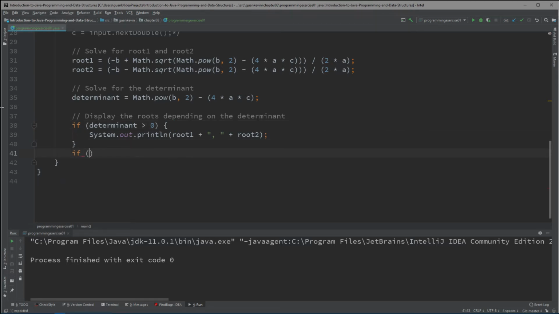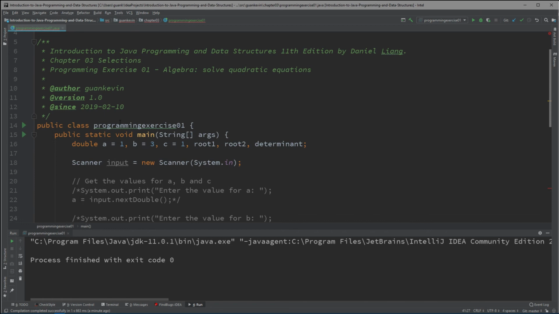Now, next thing is if determinant is equal to 0. This right here does not mean equal, it means assignment. What I'm doing right here is actually assigning 0 to determinant. So I make this determinant now equal 0 when it was equal to 5. To actually do a comparison, you have to use 2 equal signs. This double equal sign allows Java to know, oh, okay, you're actually doing a comparison right here, and you're not trying to assign a value like I did right here.